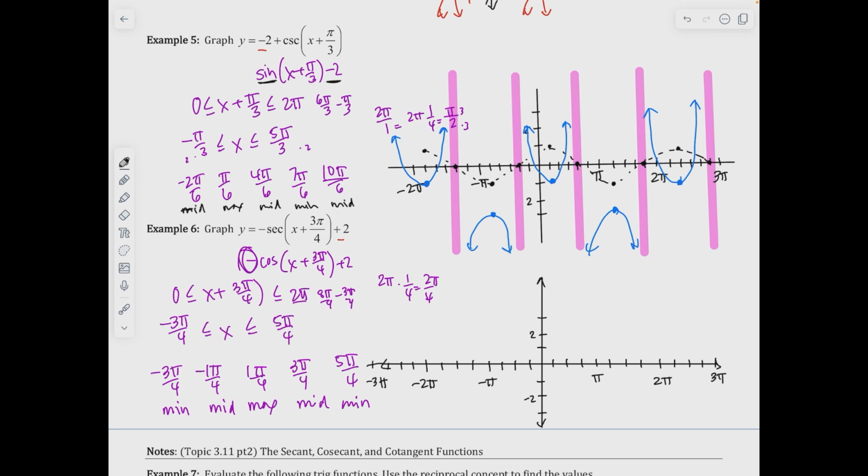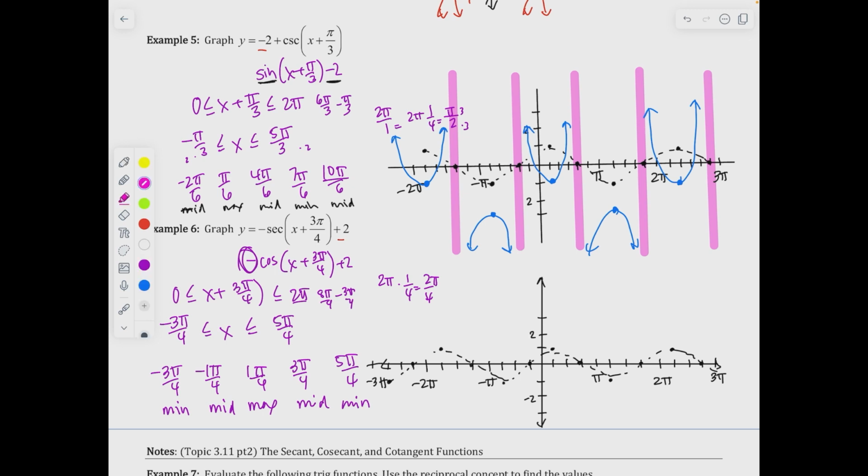So negative 3 pi over 4 puts me at negative 1. Negative 1 pi puts me at the mid. Positive 1 pi puts me at a max. 3 pi puts me at a mid. 5 pi puts me at a minimum. 2 more to the right, 2 more to the right, 2 more to the right. And then as I work my way left, left, left, left. So here is my negative cosine of x plus 3 pi over 4.